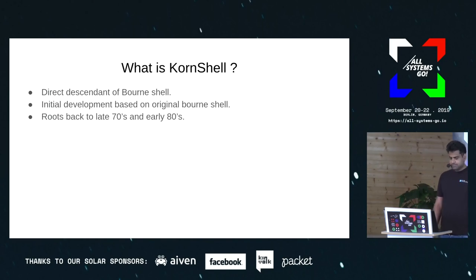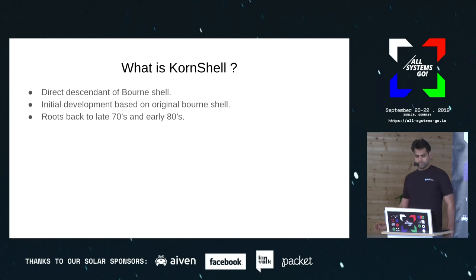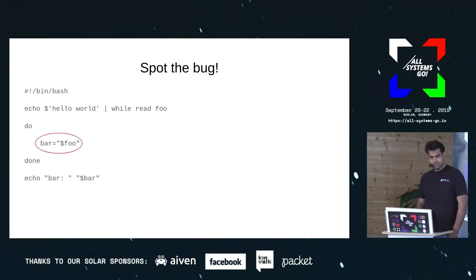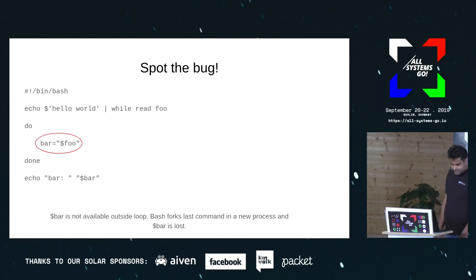So let's start with a very basic question. Why try to keep the shell alive? What's the point? So let's have another quiz. This is a very simple bash script, and there's a bug in the script. And the bug is specific to bash. What's the bug? Yes, Lukash is right, because he has seen this code before. So the bug lies here. Bash is going to fork the while loop in a separate process, and you are going to lose the value of the bar variable.